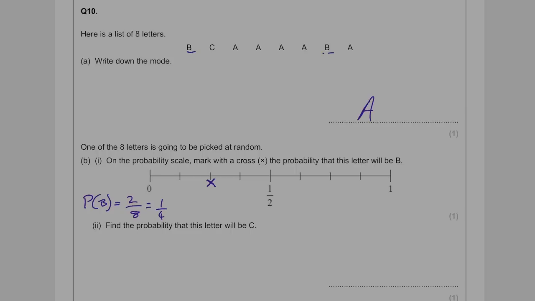Find the probability that this letter will be a C. So the probability of a C, we've only got one C, and we've got 8 outcomes, so we're looking at 1/8.